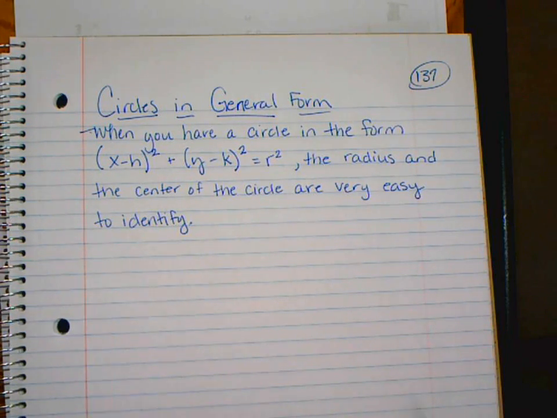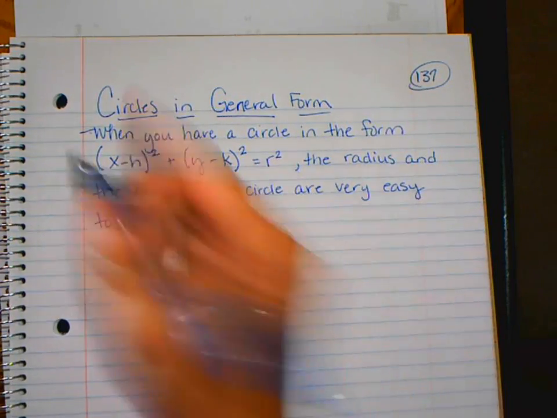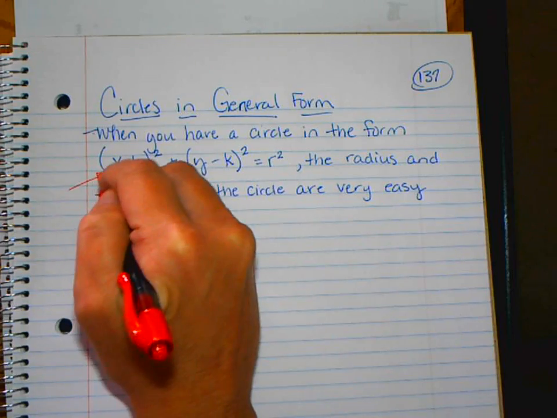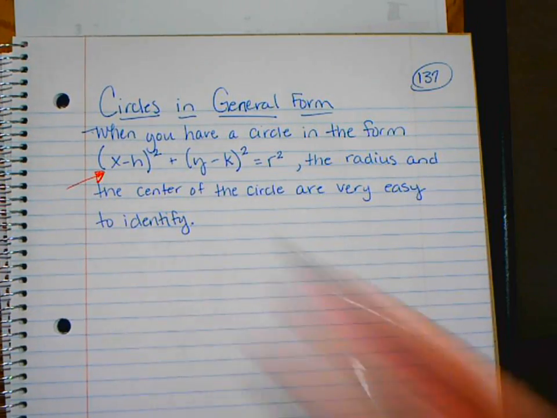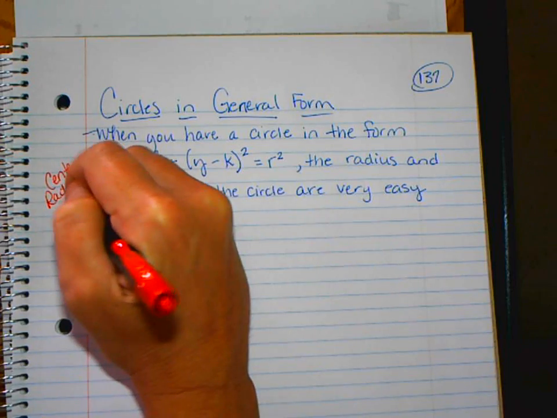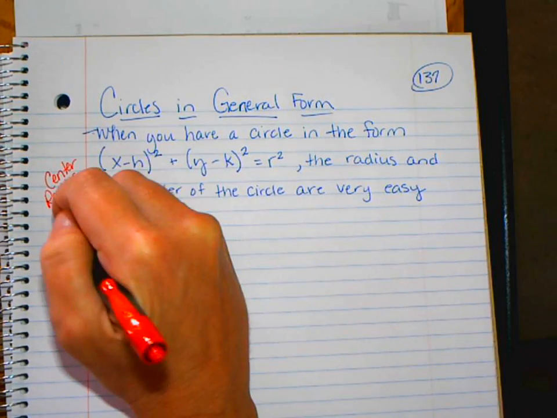And a lot of people call this form center radius form, which makes sense, because you can see the center and the radius just by looking at it. But different textbooks call things different names. Center radius form.